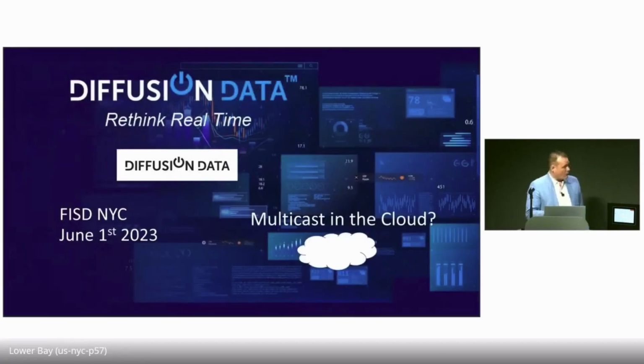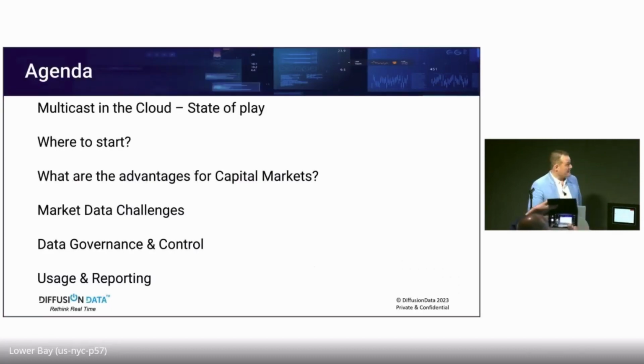Today, we're going to talk about multicast in the cloud. As some of my peers here have said already, a lot of the capital markets and trading world have invested very heavily in on-premise deployments, and they don't want to be moving anytime soon, but there is no doubt whatsoever that there are strategies being built around cloud migrations. So the first thing we're going to talk about is what is the state of play for multicast data in the cloud. Where do we start with these strategies?